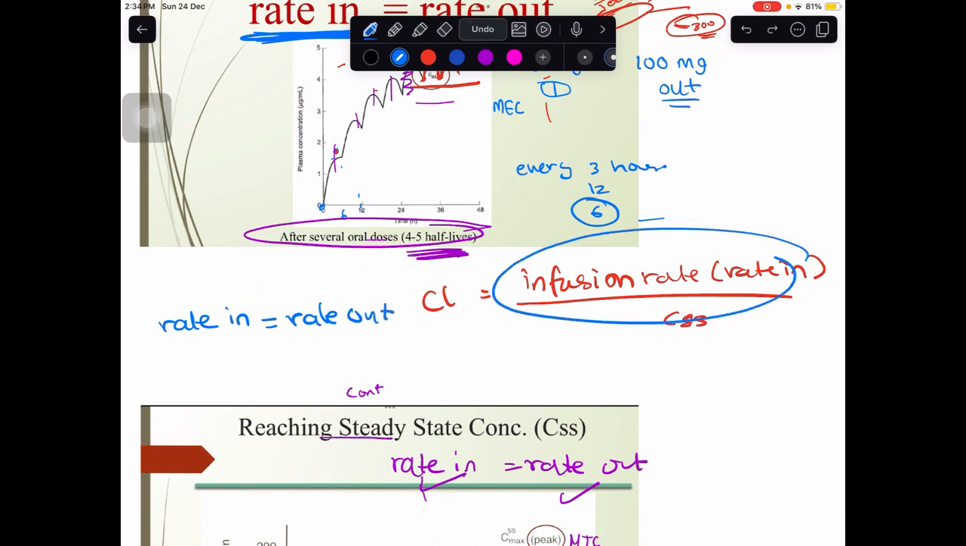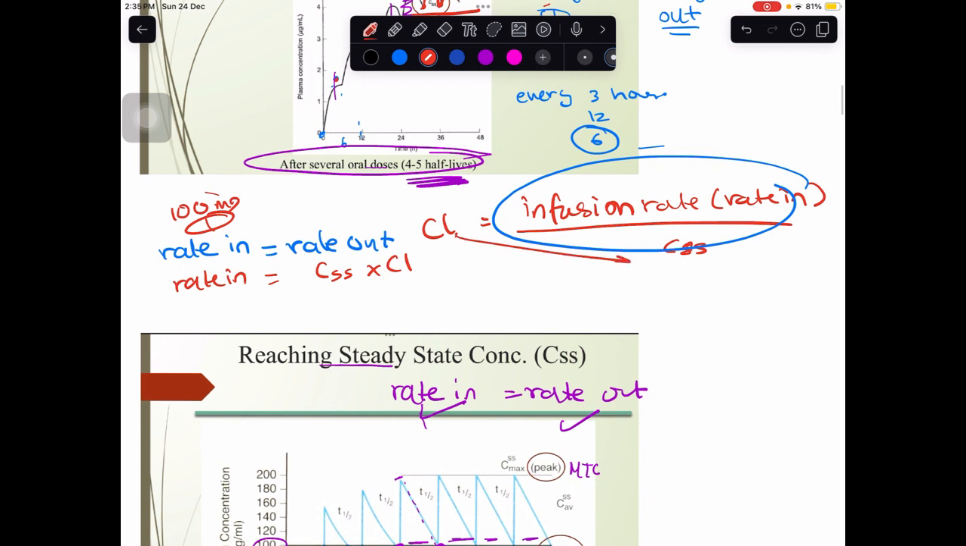So what is rate out? Rate out is how much of this drug leaves. I mentioned we have 100 milligrams I was taking of this drug. The same amount needs to be removed. So how much I took of this drug, 100, the same amount needs to be removed. How? Rate out equals CSS times clearance. That's what we're looking at right here.